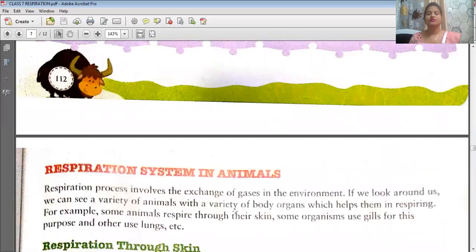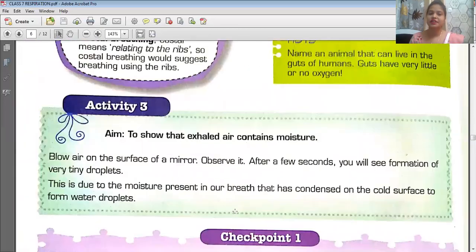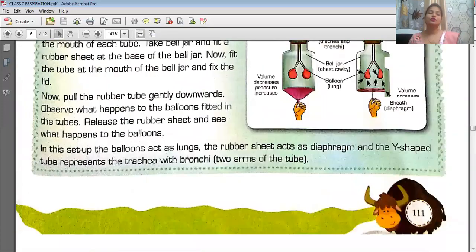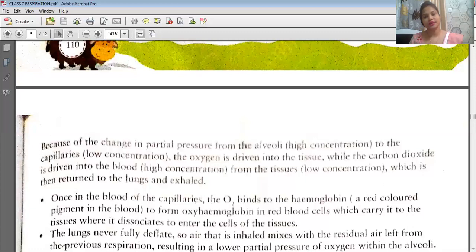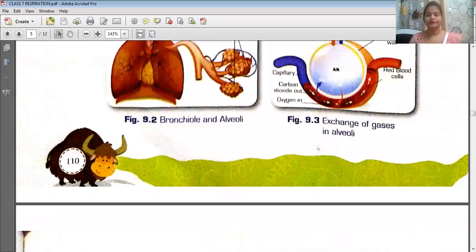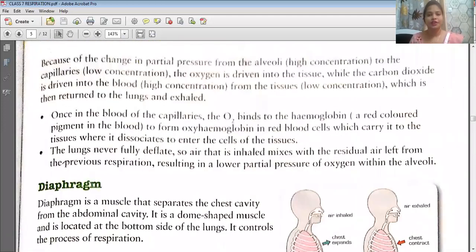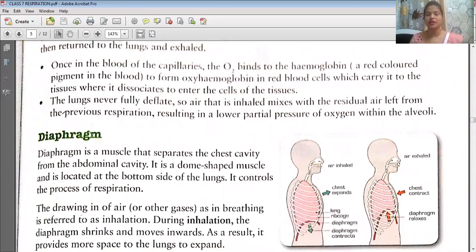Okay students, today we have studied respiration in humans, and we have discussed the respiratory organs: the nose, trachea and bronchi, bronchioles, alveoli, and the diaphragm. I hope you have understood this video very well, each and every part of our respiratory organs.